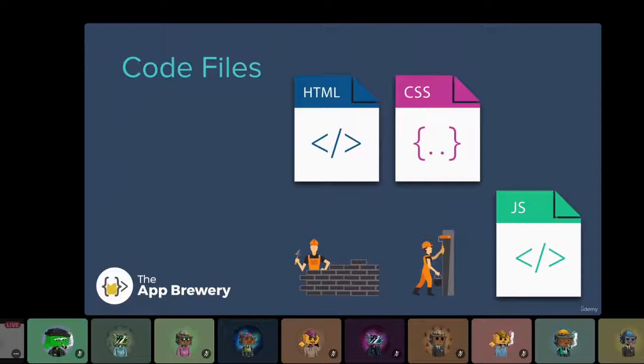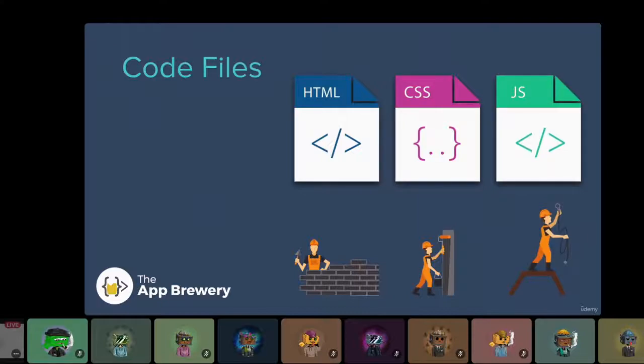Now the final component is the JavaScript code. And this is the code that allows your website to actually do things or have behavior. And if you were building a house, you would have the electrician come in who would be able to connect the wires so that your light bulbs actually switch on. Or somebody who comes in and does the plumbing so that your toilet can actually flush. And the JavaScript code does exactly that. It allows your website to actually do things and have behavior.